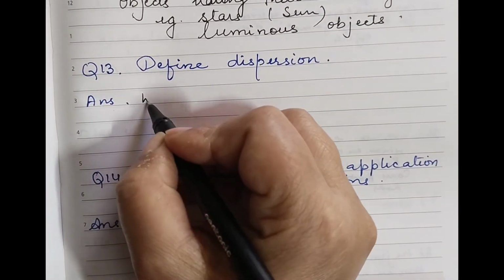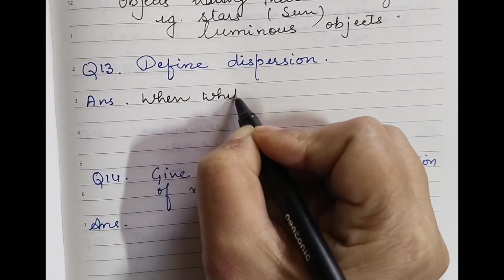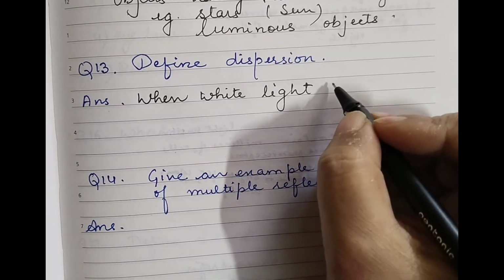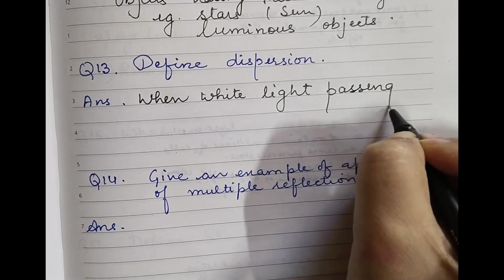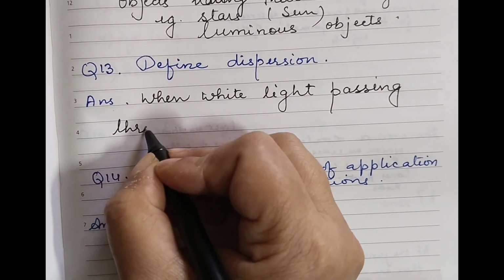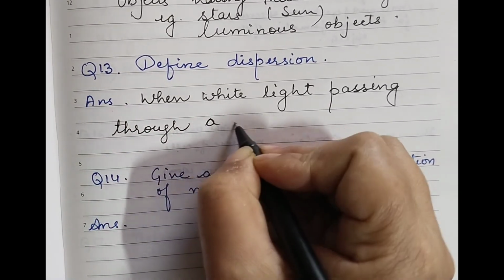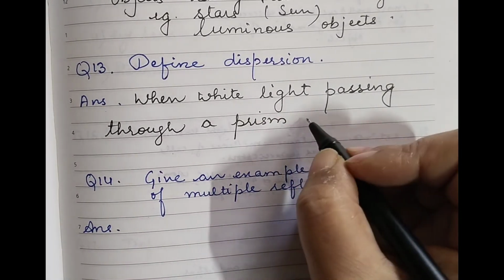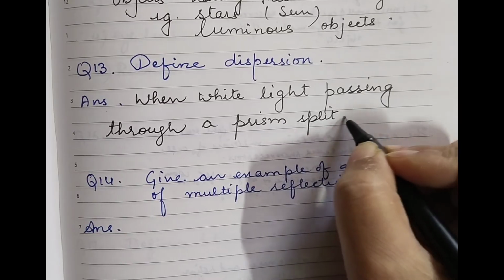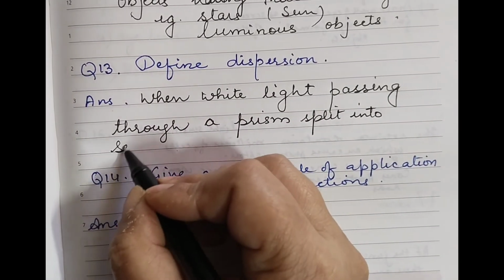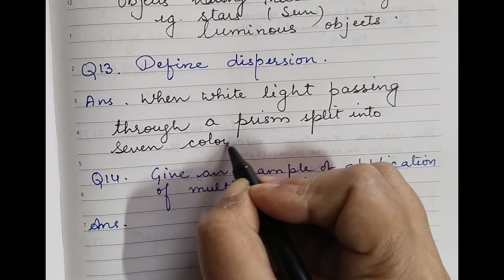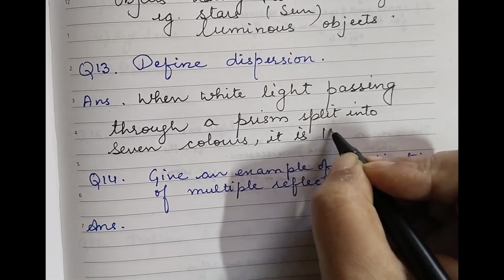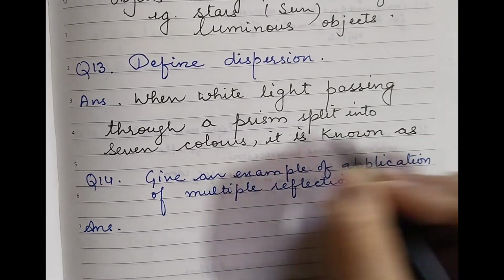Now listen carefully. When white light passes through a prism and splits into 7 colors, it is known as dispersion.